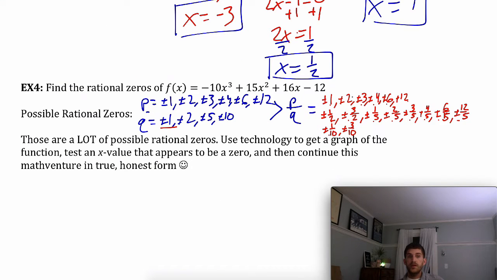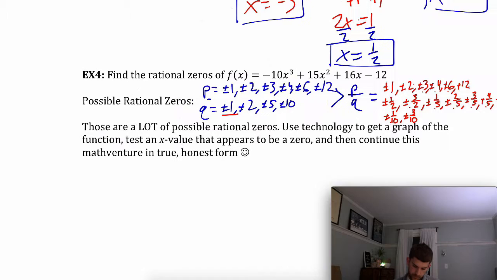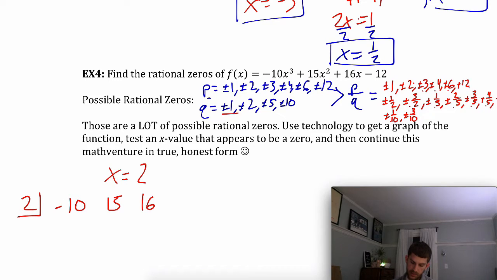We're going to use a graphing calculator to find an x value that works. The x value that works is x equals 2. When we graph it, we find that it touches the x-axis at x equals 2. I believe it crosses. I'm not looking at the graph right now, but I'm pretty sure it does. So we're going to try to divide this out. Our coefficients for the original function are -10, 15, 16, and -12. Always make sure that you don't have any missing terms. In this case, we don't, so nothing to worry about there.